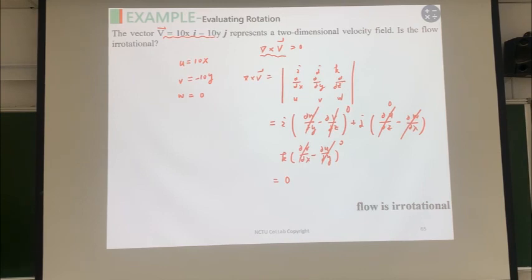If not equal to 0, we will say that the flow is rotational flow. So it's quite a simple idea. We just simply calculate the gradient operator with the flow velocity vectors, and then check whether it is 0 or not, and then you can conclude the flow condition.